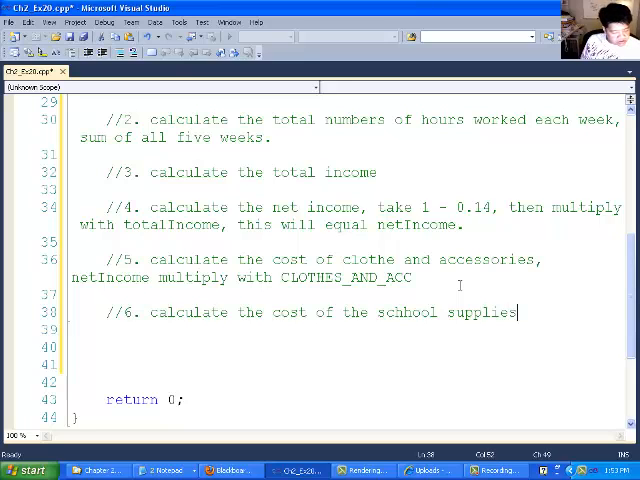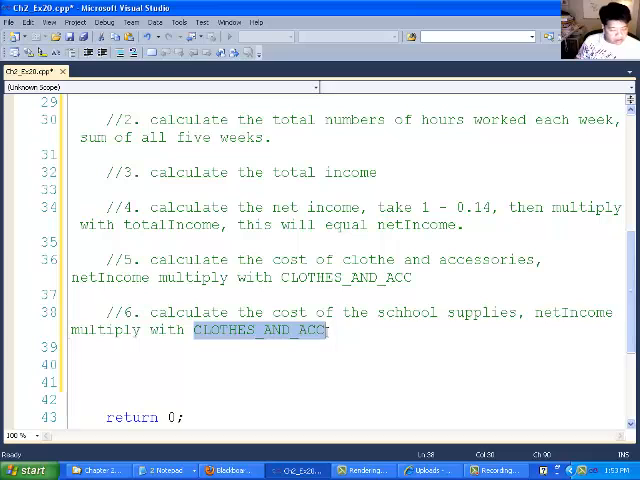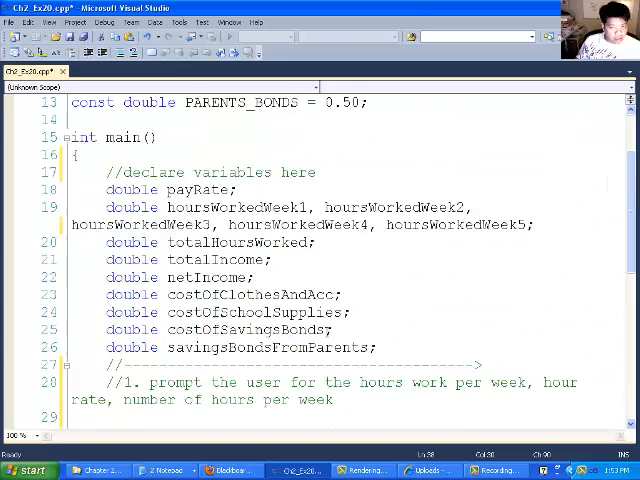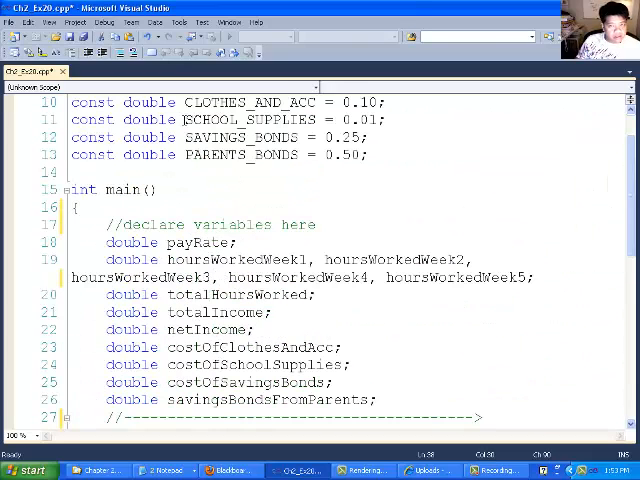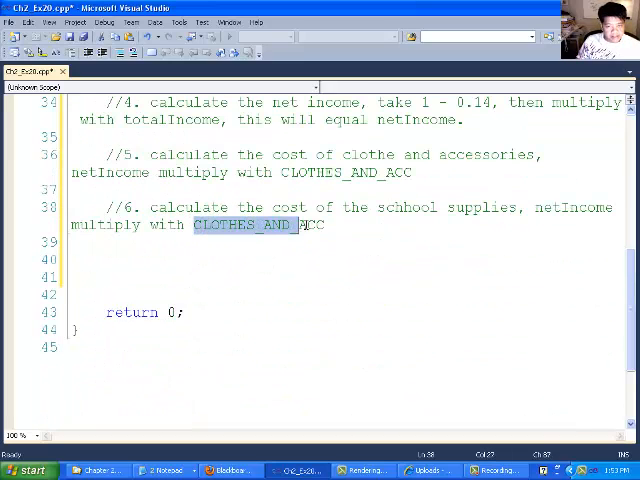So if you look at the cost of the school supplies, it's the same formula that you would actually calculate. You take the net income and you multiply it with what? This should be up here. Multiply it with the constant of what? The constant of your school supplies, this right here. So I'm just going to paste that in here.